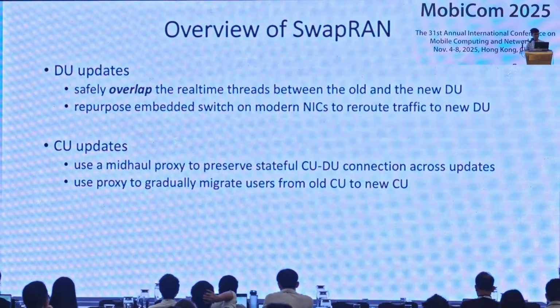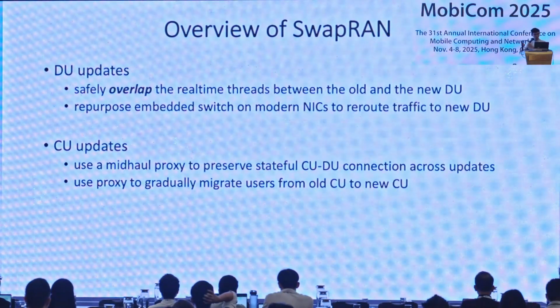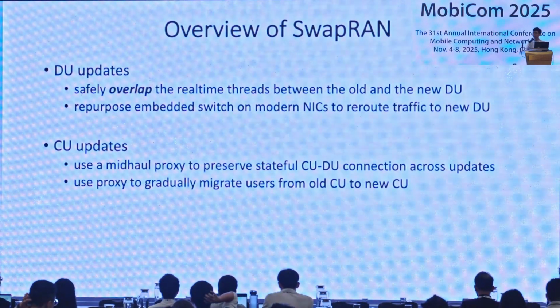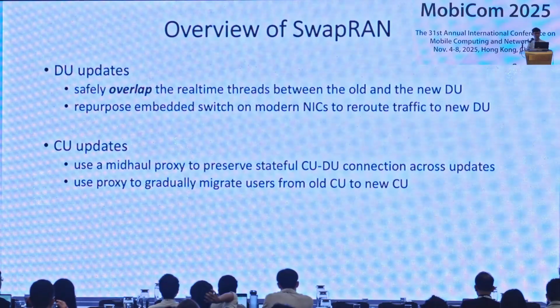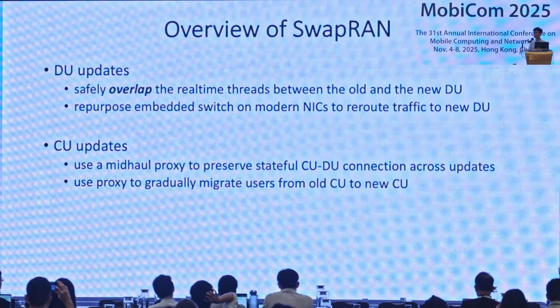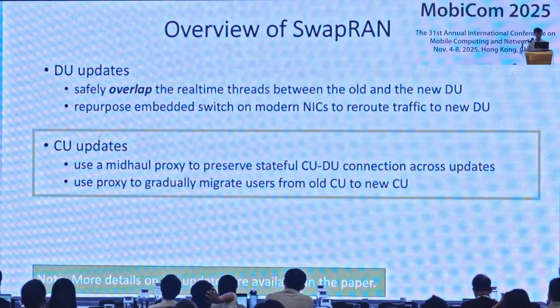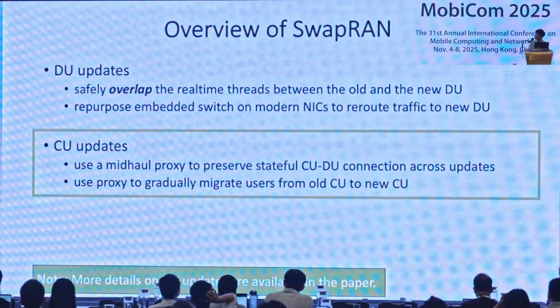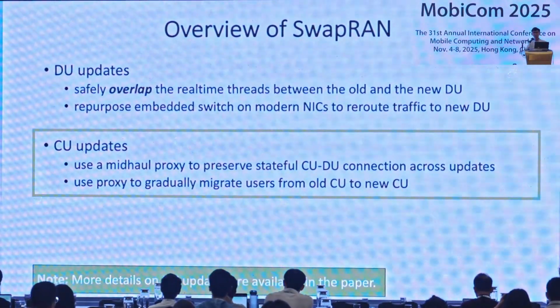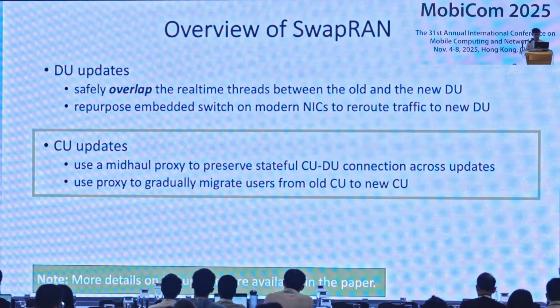Secondly, for CU updates, we introduce a mid-hop proxy to preserve the stateful connection during CU updates. And to prevent signaling storms, we use our proxy to control the pace of the update. In this talk, I'll focus more on CU updates, and more details on DU updates can be found in the paper.